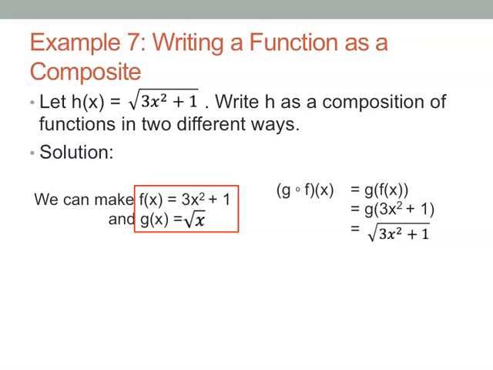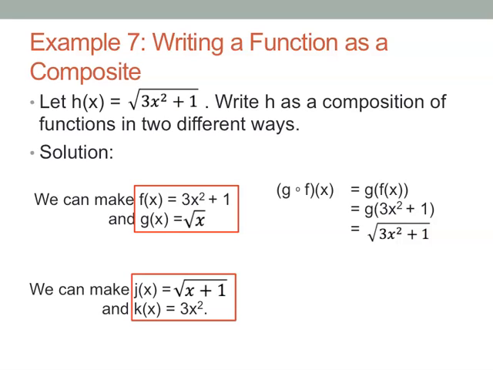Another way to do it is to make the inner function just 3x squared, and then make the outer function the square root of x plus 1. I'm going to use different letters so we aren't going to confuse this with our previous decomposition method. So let's say we let k of x equal 3x squared and j of x equal the square root of x plus 1.